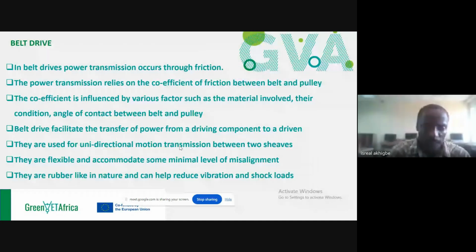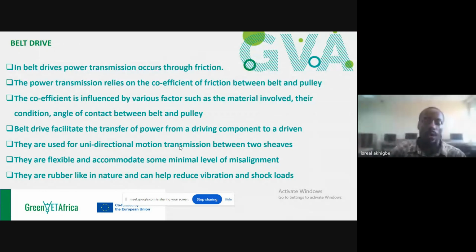Belt drive facilitates the transfer of power from a driving component to a driven one. They are used for unidirectional motion transmission between two shafts, meaning one direction. However, if you want to change the direction, you just have to find a way of changing the direction of your driver itself. The pulley cannot help you change direction, or the belt.